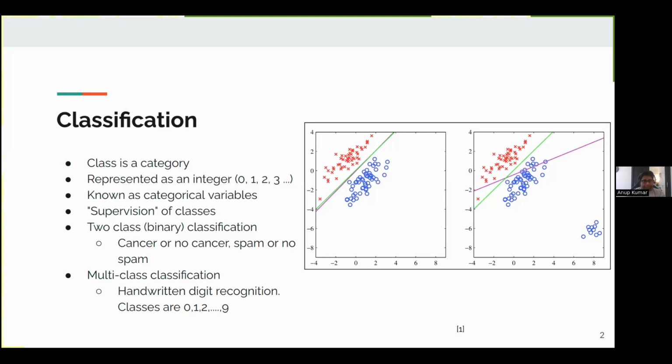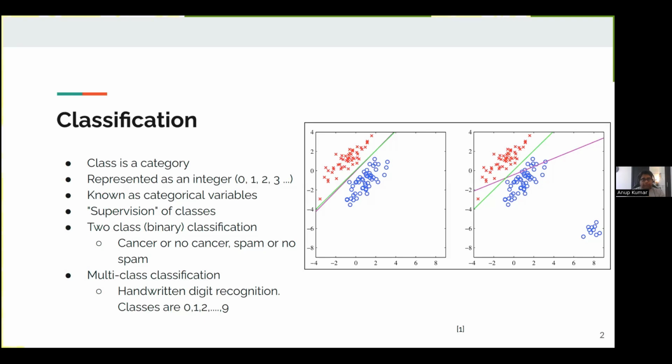A class, as I said, is a category. It can be represented in machine learning models as different integers, for example, 0, 1, 2, 3. With the cancer and no cancer example, we can say that if a person has cancer, then that class can be represented as 1, and no cancer class can be represented as 0. These are also known as categorical variables.